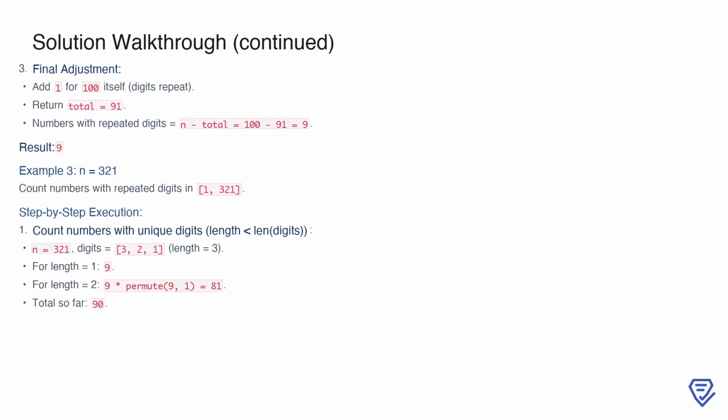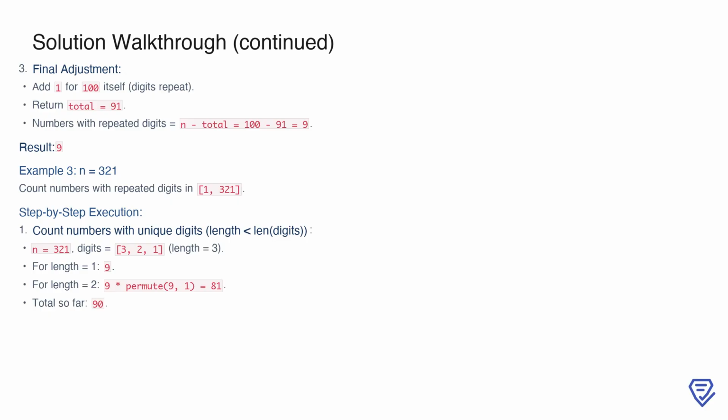For the final adjustment, we check if 100 itself has unique digits. Since the digits of 100 repeat, we do not add it to the total. The total number of unique digit numbers remains 91. To find the count of numbers with repeated digits, we subtract this total from n, which gives 100 minus 91, which is equal to 9. Therefore, the result for this example is 9, meaning there are 9 numbers with repeated digits in the range from 1 to 100.